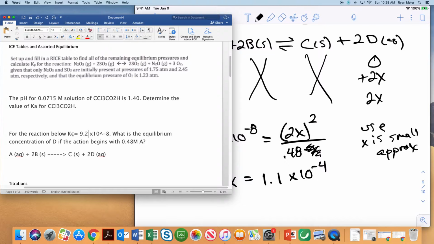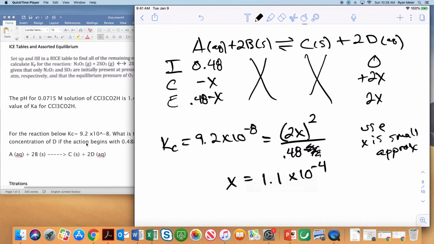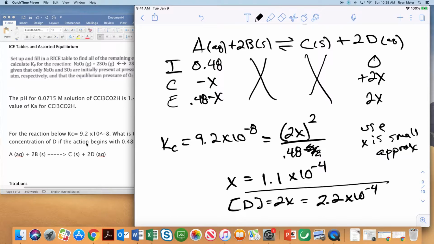And it wants to know the equilibrium concentration of D. Well, D is 2x, so that means my final concentration of D equals 2x, so that's going to be 2.2 times 10 to the minus 4. And since it's concentration, it should have units, so it's going to be molarity in that case.